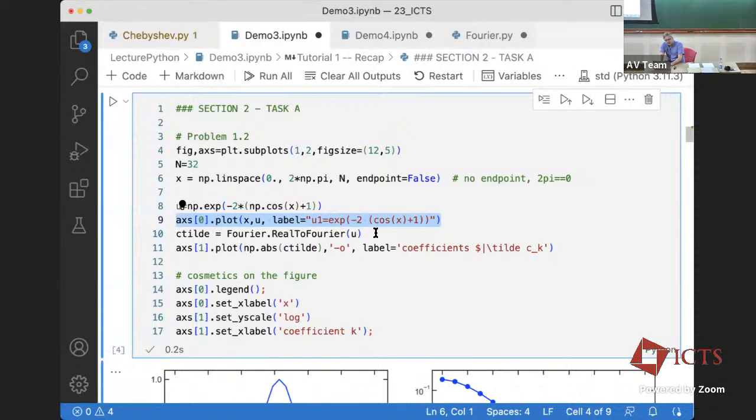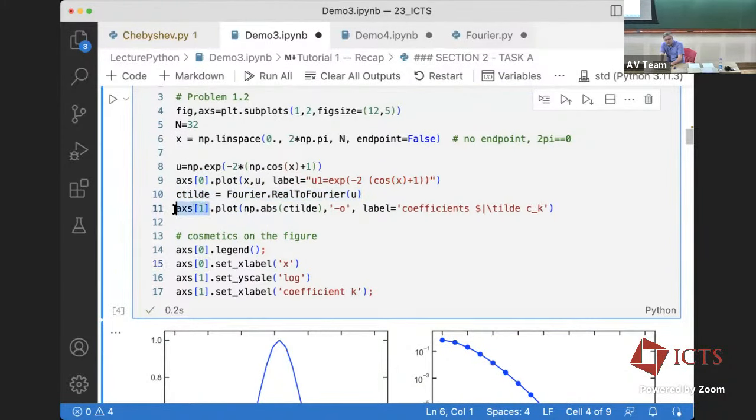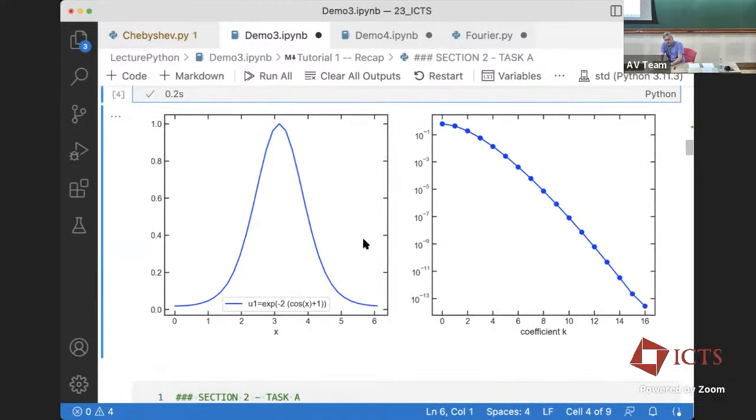And line 10 is where things get interesting. I'm calling our magic function that gives us the spectral coefficients from the real space values. So the C tilde now are the coefficients of the e to the ikx. And in the right plot, I'm putting down a plot of the C tilde, their absolute magnitudes, because they're complex numbers. And what comes out of this is shown here.